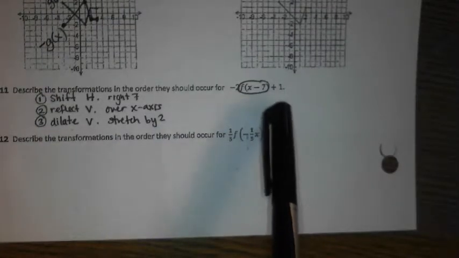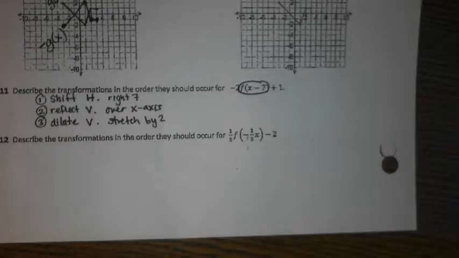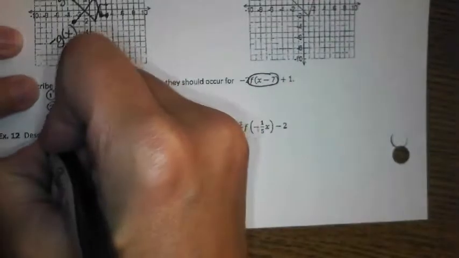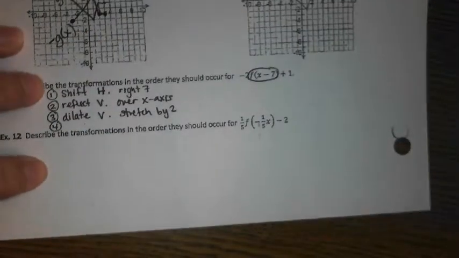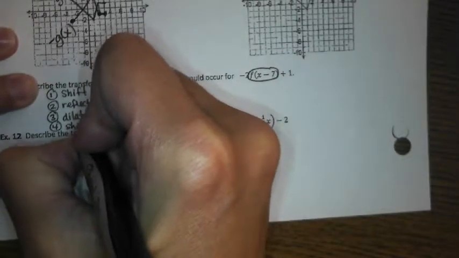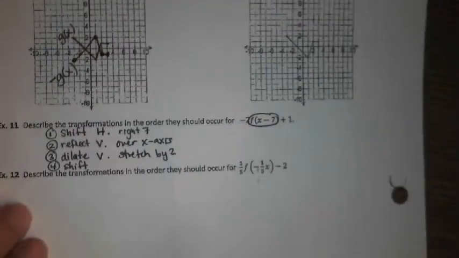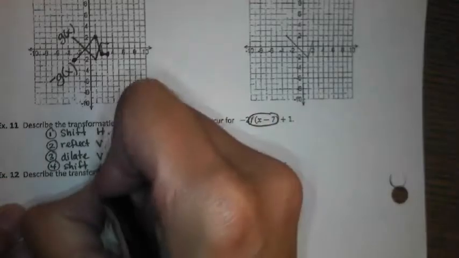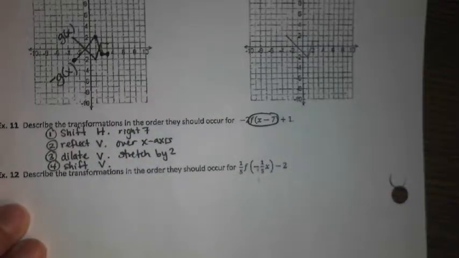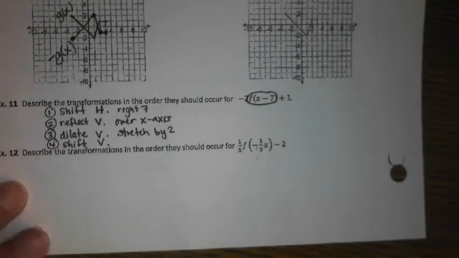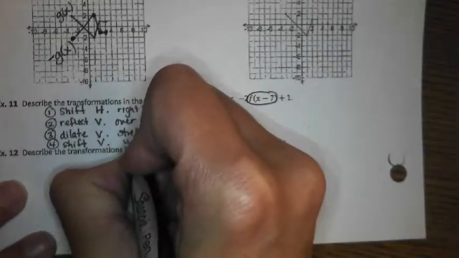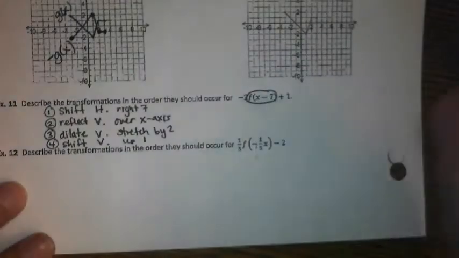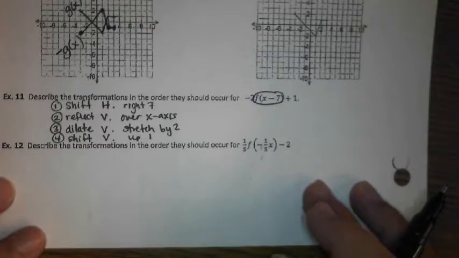And then the last thing we're going to address is the +1 that's happening after the fact. It's plus, so it's a shift. It's outside the function, so it's vertical. And specifically, if it's a vertical shift, is it up or down? Up 1. Does that make sense? Okay.